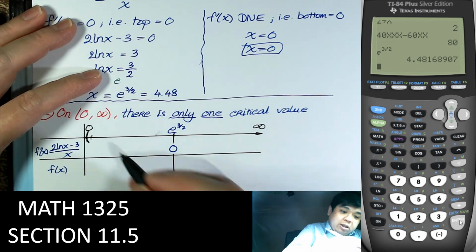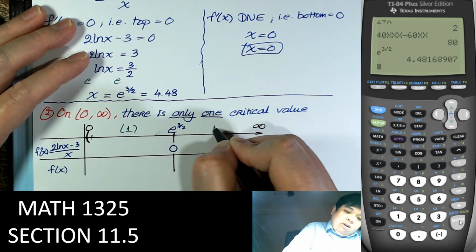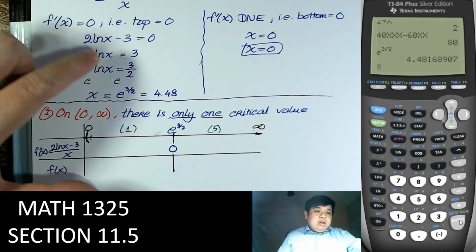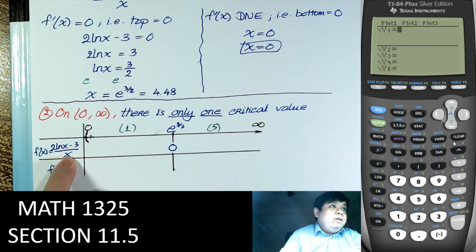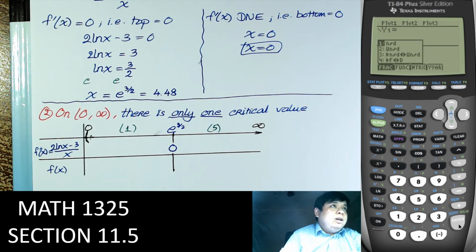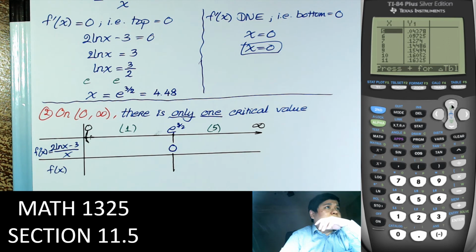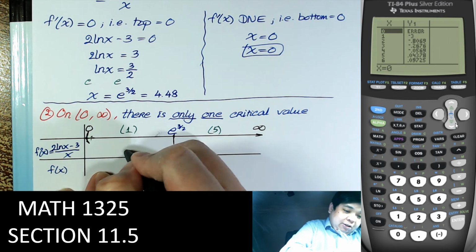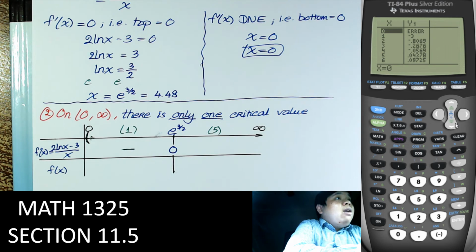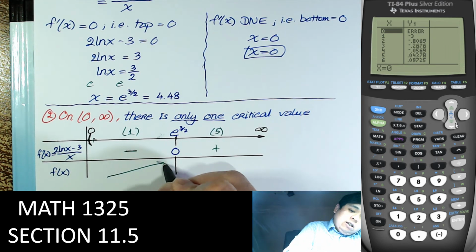Right, test point 1 and let's say 5. Just put in the derivative, sorry, we have the fraction 2 ln of x minus 3 over x. Let's go to the table. At 1 it is negative, at 5 it is positive, so the function goes like this.